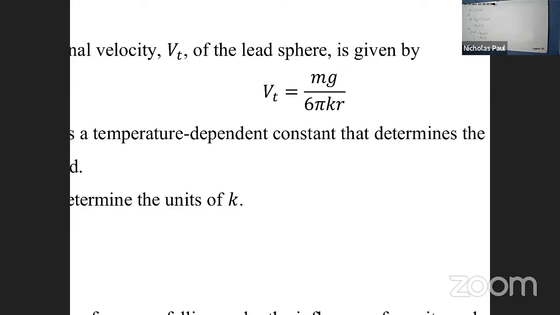V is just velocity. M is mass, G is gravity, R is radius. So make K the subject of the formula and work it out.